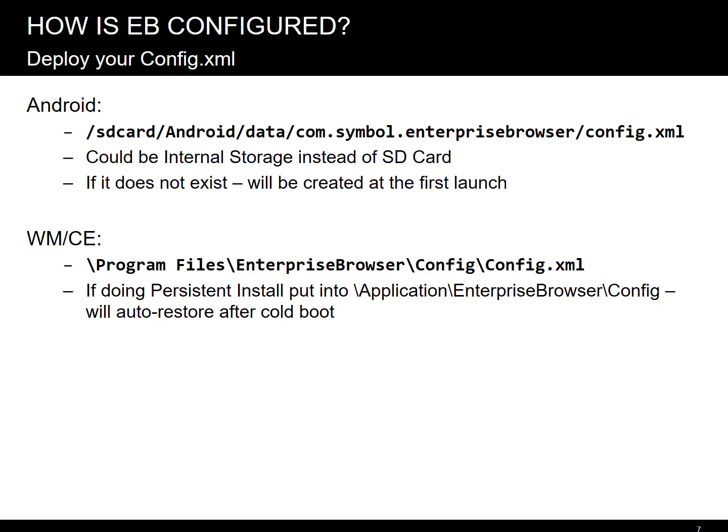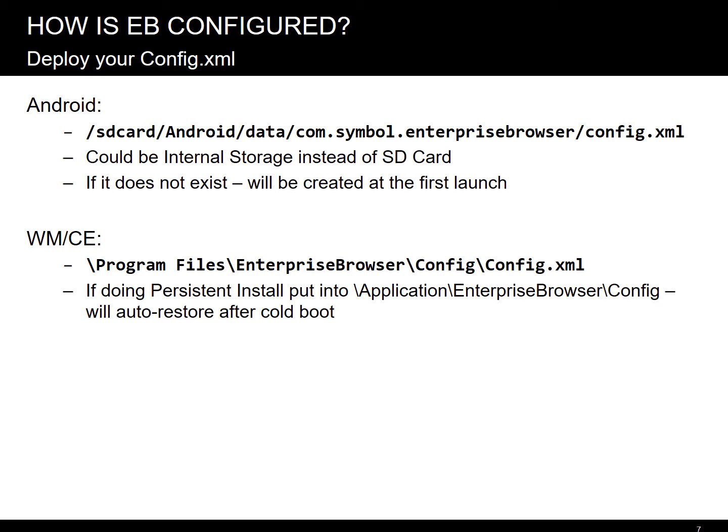After you have deployed the EB, you will want to put the config.xml in place to configure the browser. On Android, the EB config file resides in its external storage data directory, i.e. /android/data/package name. The external storage, in official Android terms, could mean anything though. Can be your SD card, can be internal storage. It depends on the OS version and on the device, so a bit of testing might be necessary.